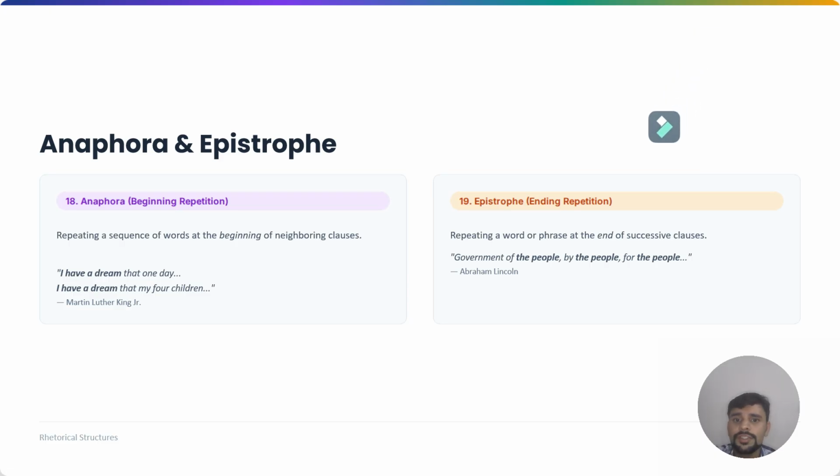These rhetorical devices are extremely important in speeches. But why? Because repetition makes an idea memorable. It creates rhythm. And rhythm creates emotional momentum. That's why great public speakers use repetition so effectively.